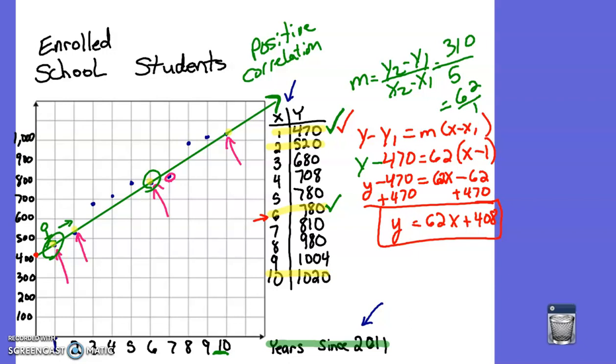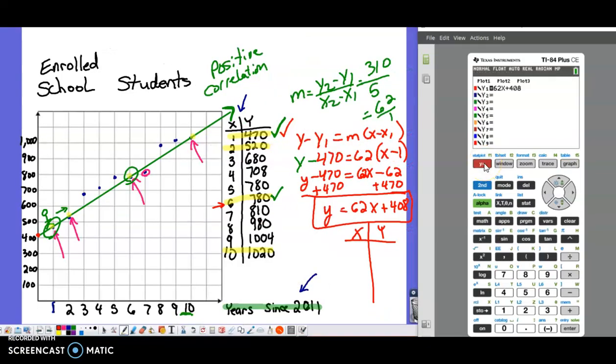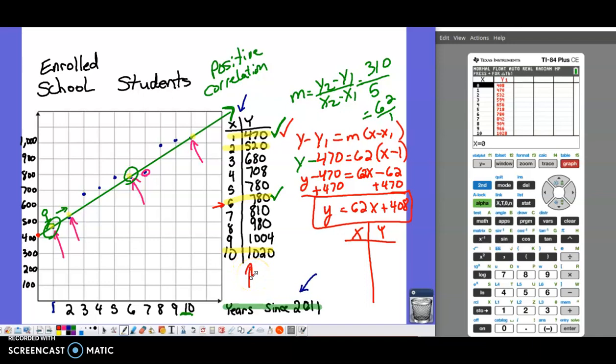And what this is good for is now I can make an XY chart. And this is where the calculator is going to come in very handy to be able to make the prediction. All right, so I grabbed my calculator and I punched in 62x plus 408. And if you go to the table, you can see it has all the data. And notice my XY chart that I have over here, this is the real data, the actual data of the school. And what you see on my calculator, because this formula is an estimate, because I drew my line in between them all, it's just an estimate of the data.